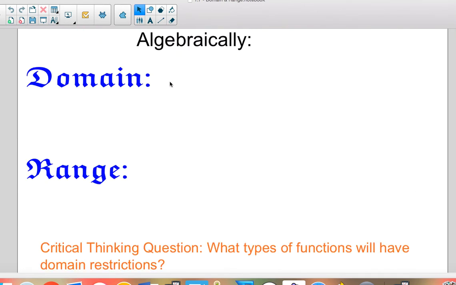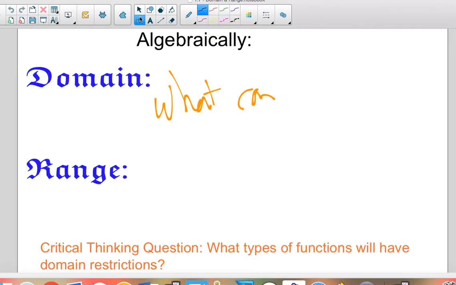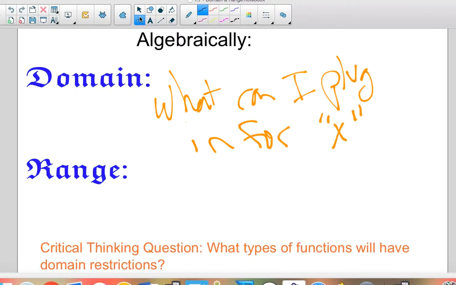Okay. So domain and range kind of correspond with x and y. When I want you to think of domain, I want you to basically say, what can I plug in for x? And that's really what domain means. So we're going to write that in there if you have a blank on yours. All right, so what can I plug in for x, right, in the function notation?